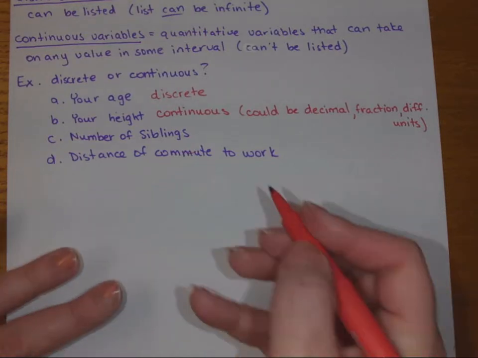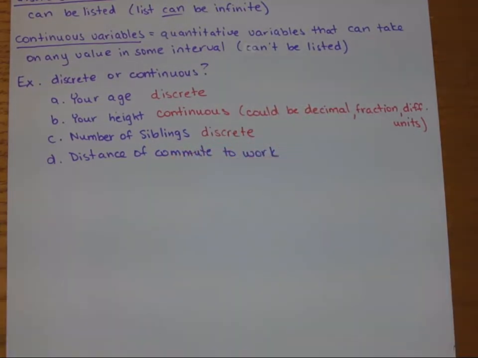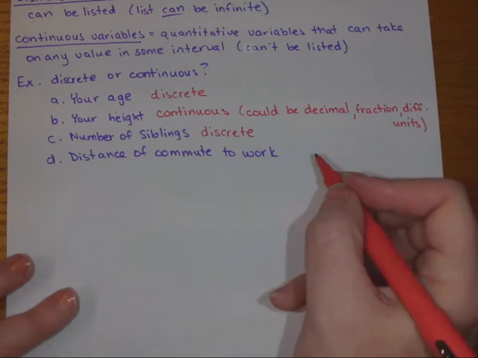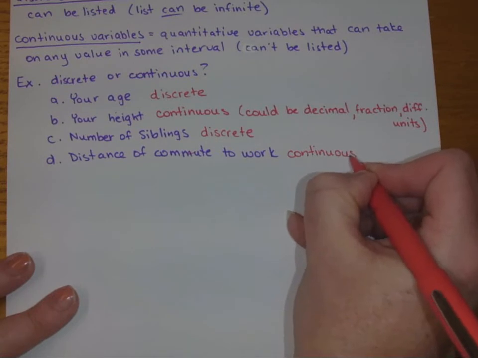What about the number of siblings? I hope you could list out all your siblings, right? But that would be discrete, okay? And then the distance of your commute to work. Notice that this is kind of similar to your height. So this would be continuous also.